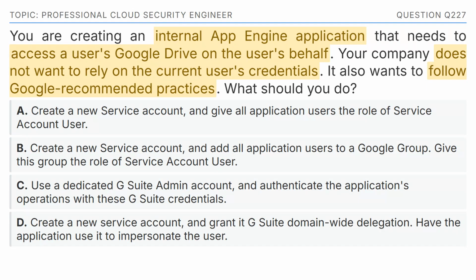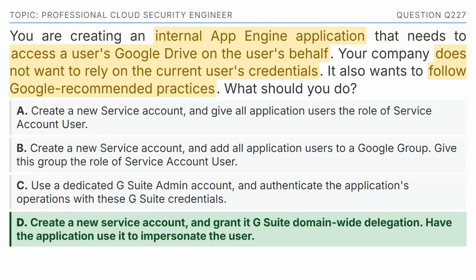To arrive at the correct answer, we focus on the keywords: internal App Engine application, access a user's Google Drive on the user's behalf, does not want to rely on the current user's credentials, follow Google recommended practices. The correct answer is Option D, create a new service account and grant it G Suite domain-wide delegation. Have the application use it to impersonate the user.